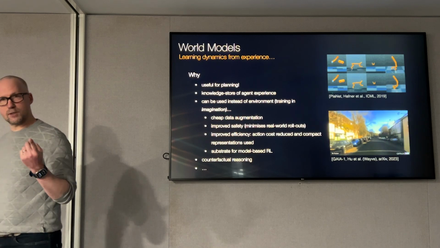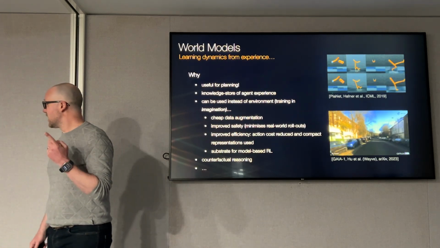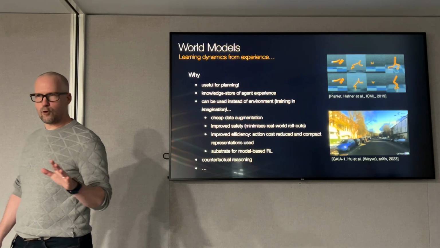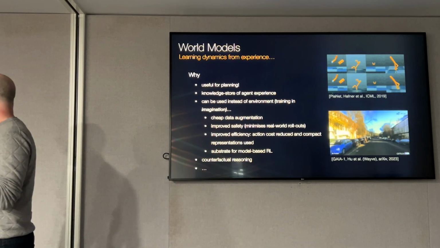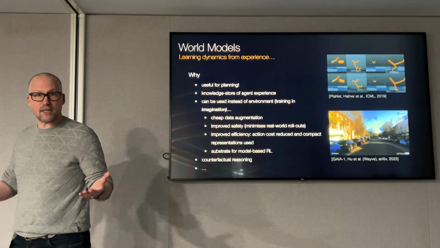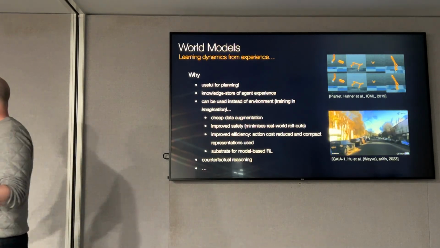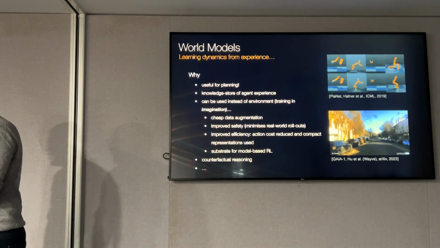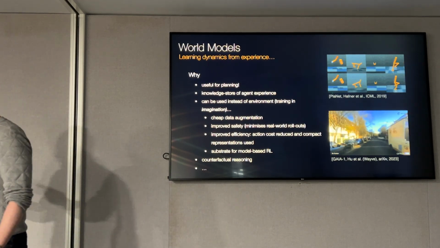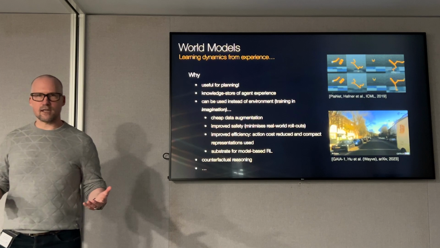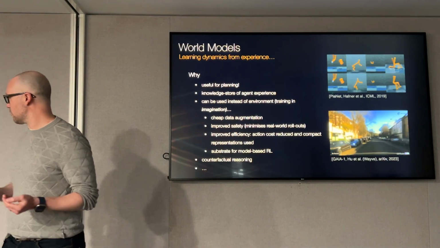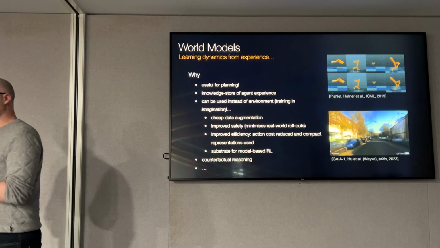One of them is of course cheap data augmentation, which we've talked about in the past. Improved safety is a really big one. If I can train in imagination, I avoid real world rollouts, and that's a useful thing to be able to do. Improved efficiency, because a world model is effectively a learned simulator. Action and cost are reduced, and you can use compact representations of it all. And then, of course, it's a substrate for model-based RL, and model-based RL can be really quite efficient and really quite successful if we do it. And then, of course, there's counterfactual reasoning.